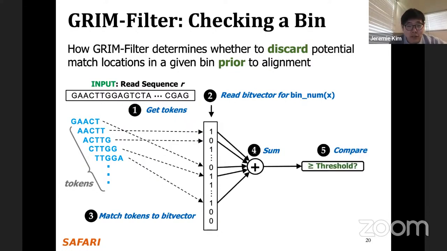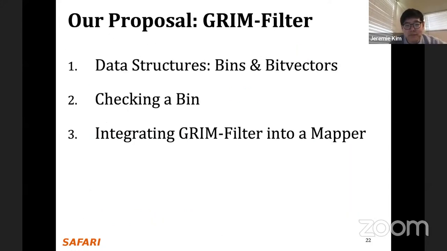Afterwards, we compare to a threshold, and if it's below the threshold, then we discard it because we don't have enough matching tokens between the read and the bin. But if it's above the threshold, then we can send it to the read mapper for sequence alignment. And this is basically how we're discarding potential locations that must be aligned.